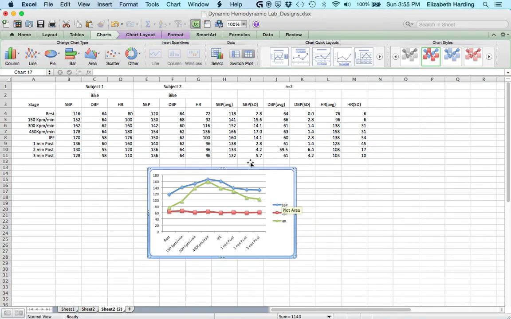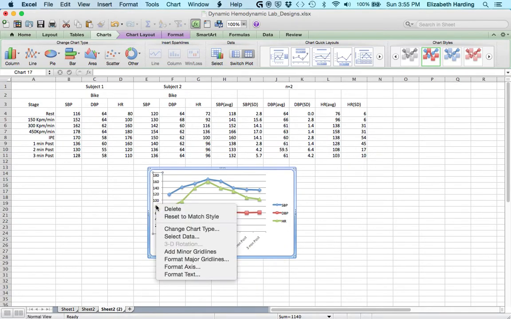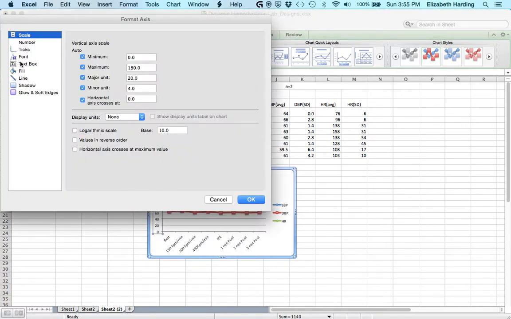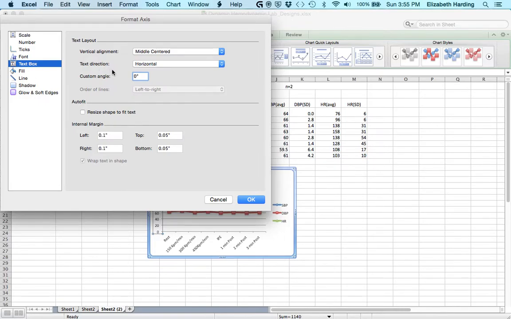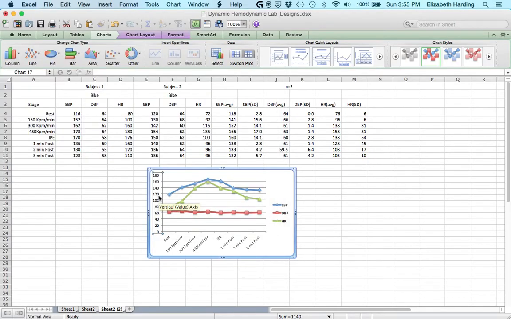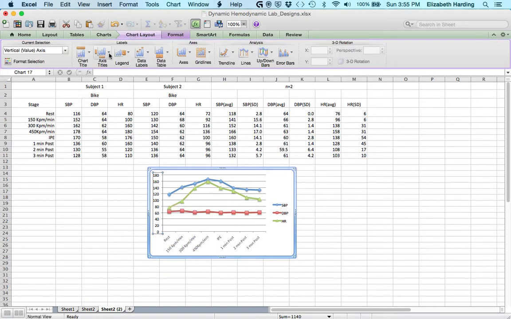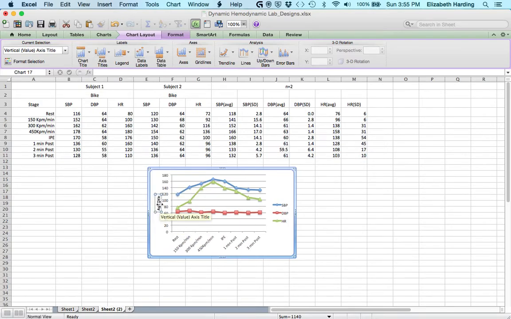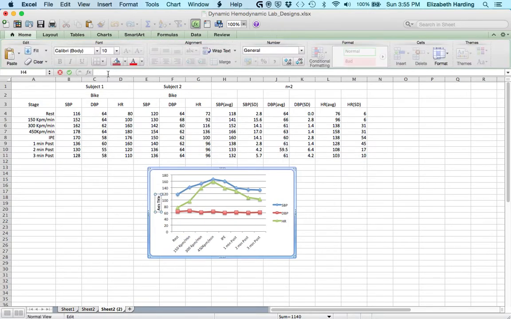So a way we can tidy this up, number 1, we need some axes titles. Right, so we can go ahead and right click on the axis. That's not what I want, sorry. Let's go here. Let's go to chart layout. All right, so I can go to the formula box up here and type in blood pressure. And don't forget your units.